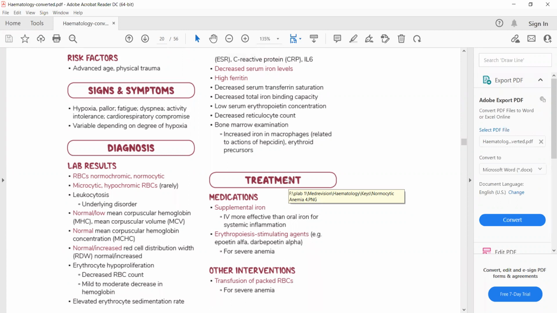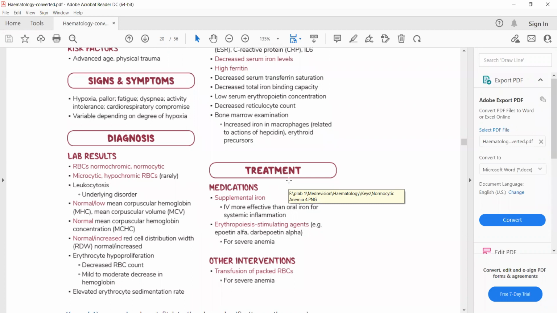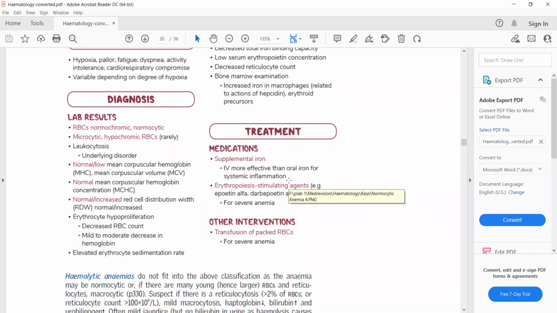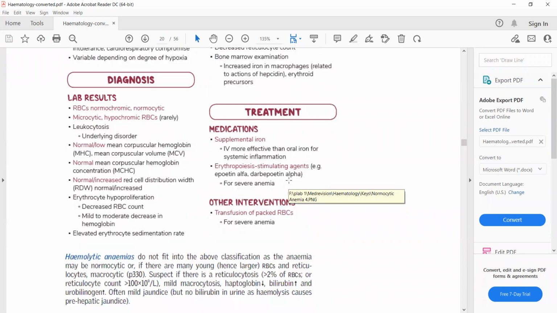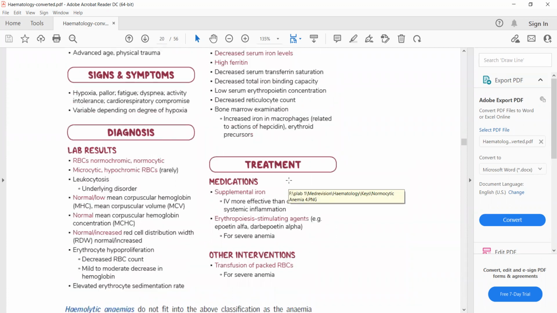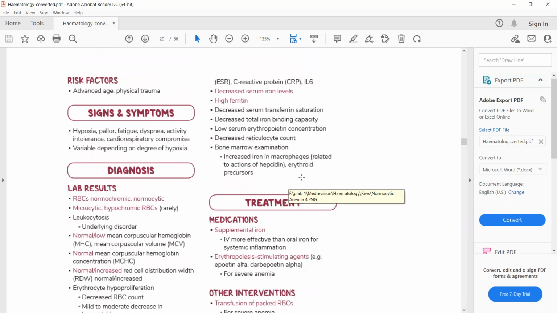Signs and symptoms are the same as in other anemias: pallor, fatigue, and dyspnea on activity. Normally on the lab result, there will be normocytic normochromic anemia, but sometimes, such as in Crohn's disease and rheumatoid arthritis, there will be microcytic hypochromic anemia. And because the anemia in chronic disease is due to inflammation, ESR will be raised. This is an important point. Serum iron level will be low and ferritin will be high.